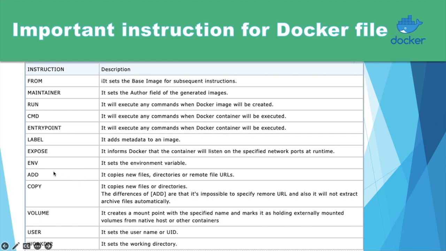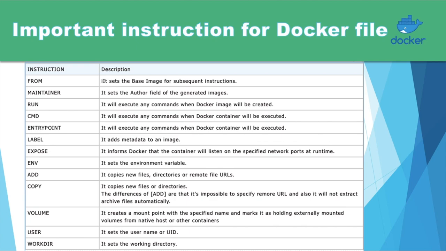So what is the difference between ADD and COPY? Both copy a new file, but when you use ADD, it downloads the application, while COPY simply copies that one. Now next is VOLUME. It creates a mount point with the specified name and marks it as holding an externally mounted volume from the native host or other containers. So we will attach the volume as well. We will show you how to attach the volume. USER sets the username and UID basically. WORKDIR means which directory you are working in. So basically it sets the working directory, right?